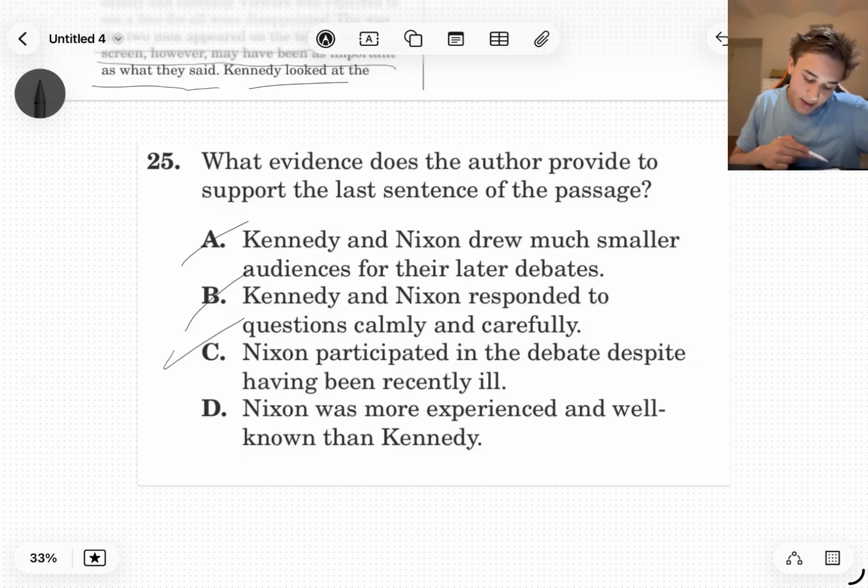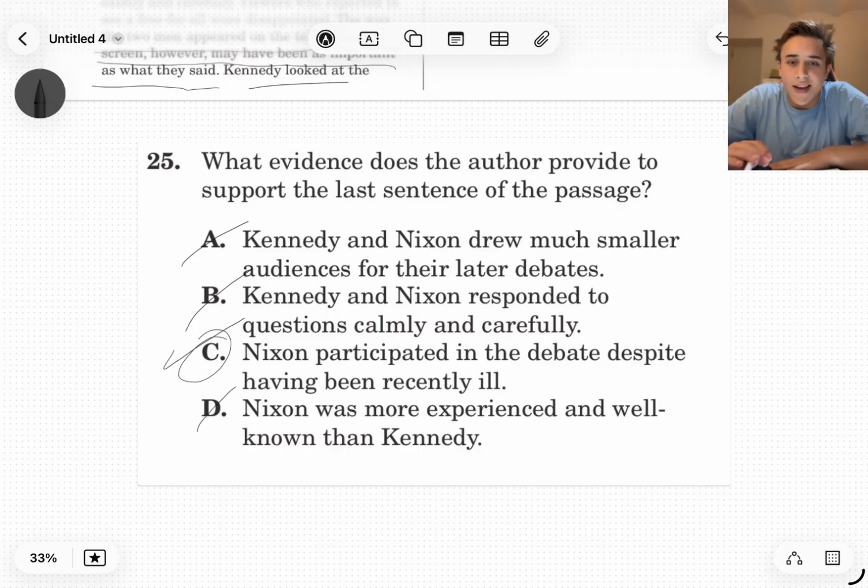And answer choice D, Nixon was more experienced and well-known than Kennedy. Well, that actually would not really change anything. That would not make it easier for Kennedy to win the debate, which is basically what the last sentence said. So it's not D, therefore it's answer choice C. So yeah, that's about it for drawing inferences from the passage.